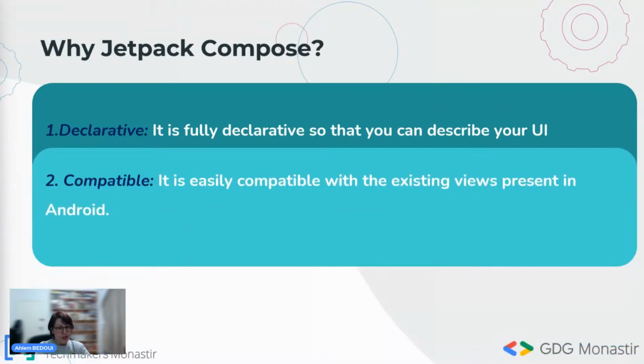The second point is compatibility. We said that it uses Kotlin, so it comes with the benefits of Kotlin already. And also, if you have an XML project, you can call Jetpack Compose and use them together. You can combine them, either an existing project with XML or an existing project with Compose. They both can be combined and can work together perfectly.